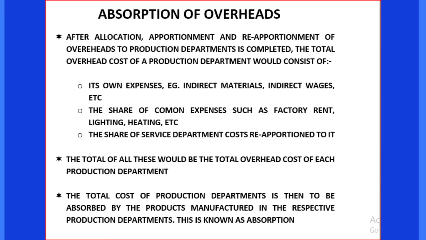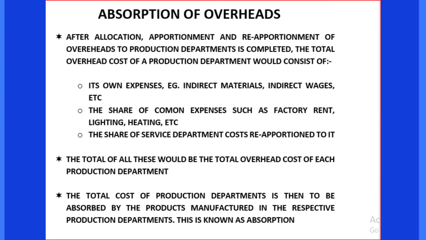It also will include the share of common expenses such as factory rent, lighting, heating, and so on. And it will also include the share of service department cost, which is reapportioned to it. The total of all this will be the total overhead cost of each production department. So you know very well that service department costs are always reapportioned to the production department. So own expenses is allocation, share of common expenses is apportionment, and share of service department cost is reapportionment.